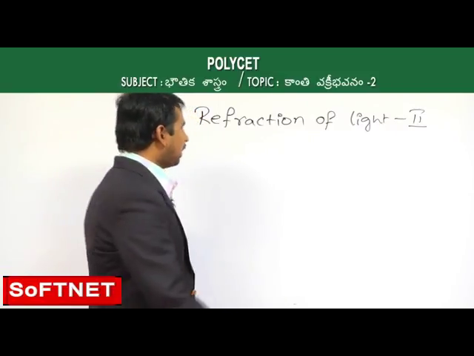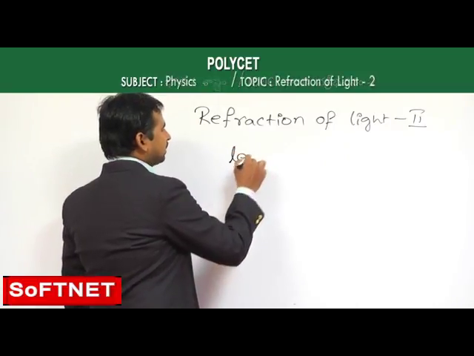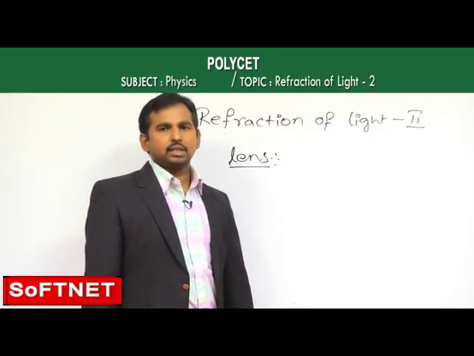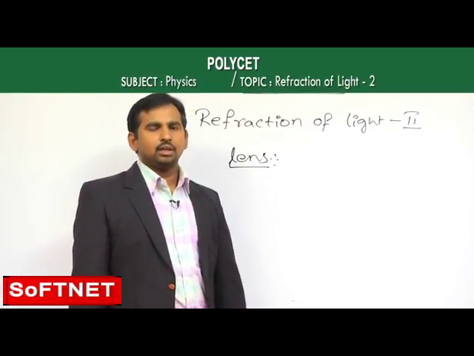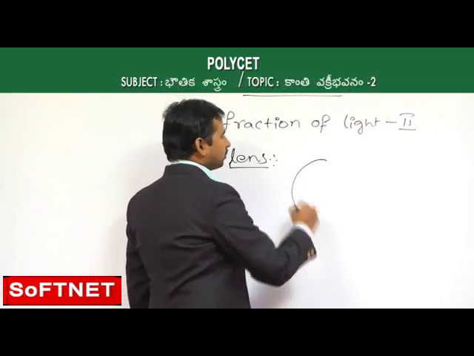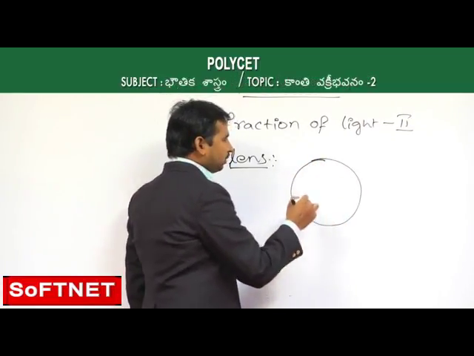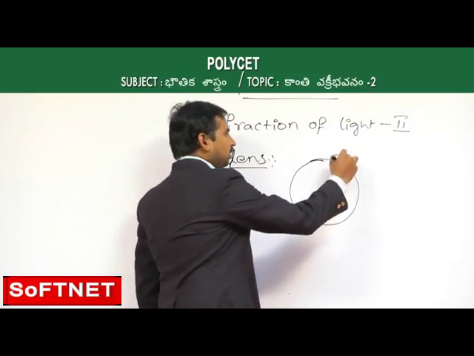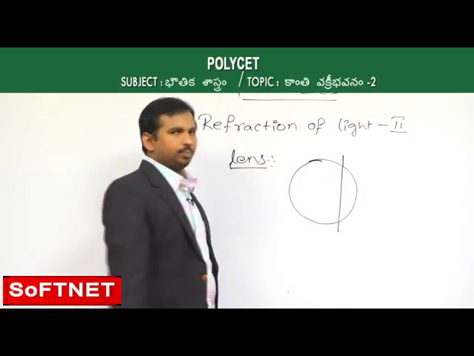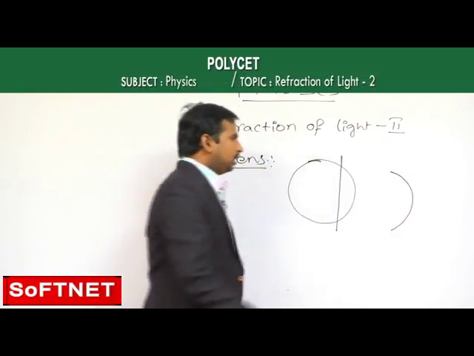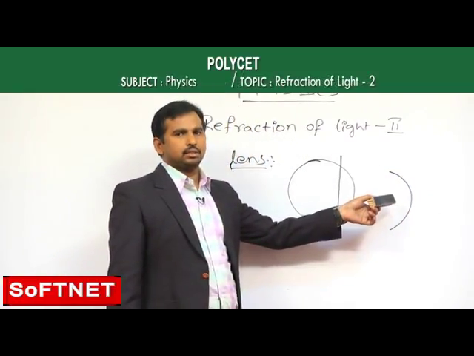Now, as we are discussing the lens, a lens is actually a part of a hollow glass sphere. We are taking a hollow glass sphere, like this. In this glass sphere, we cut a small piece, this part. This we call a lens.